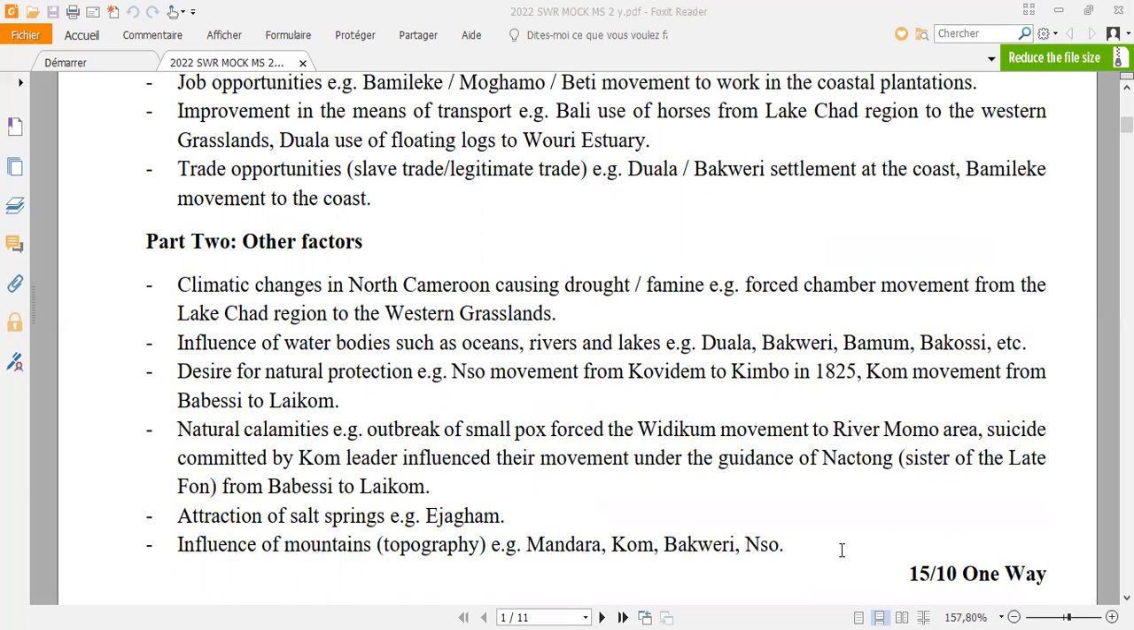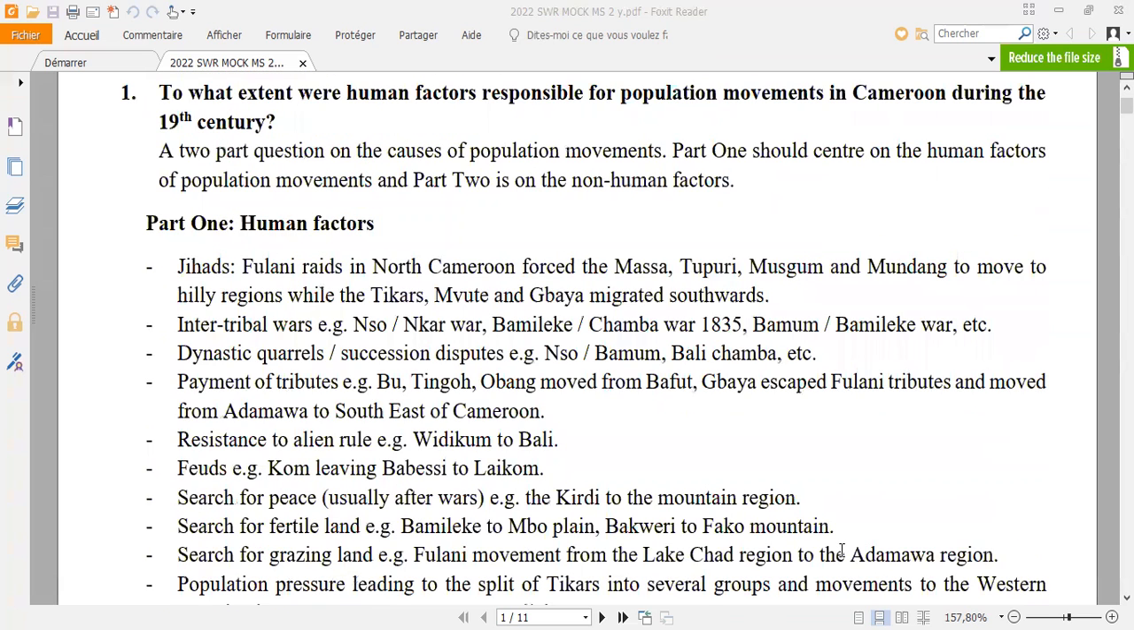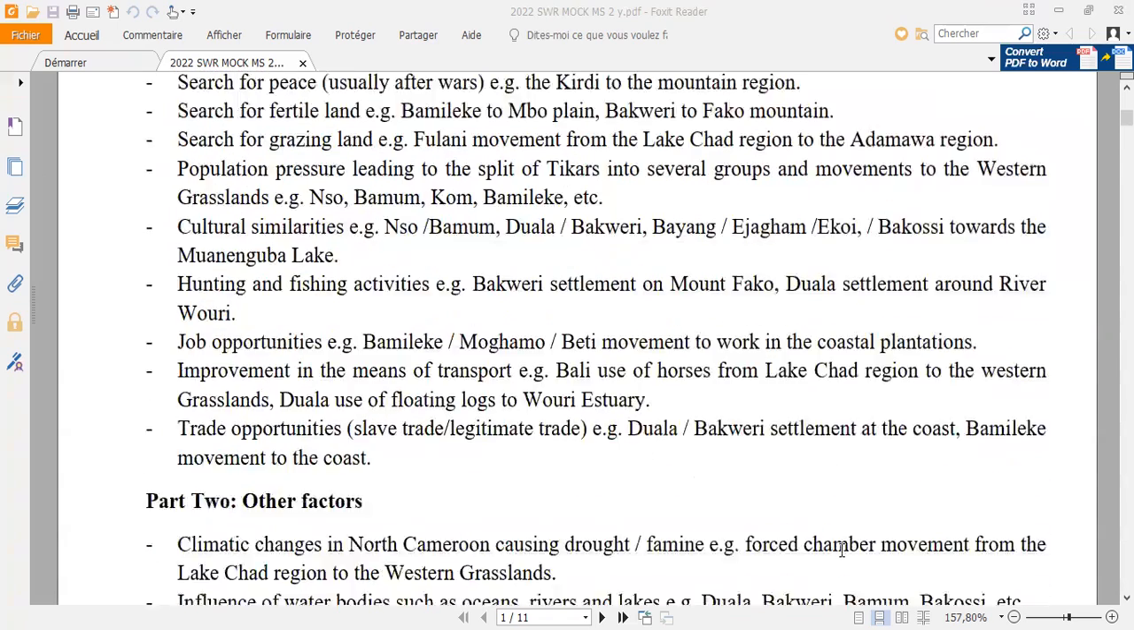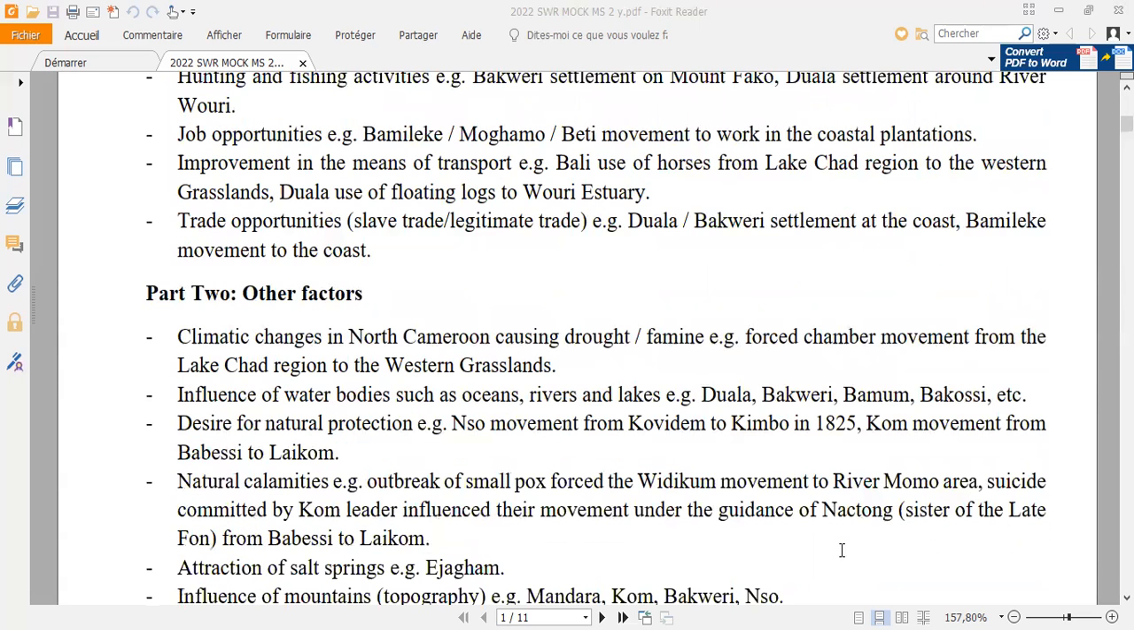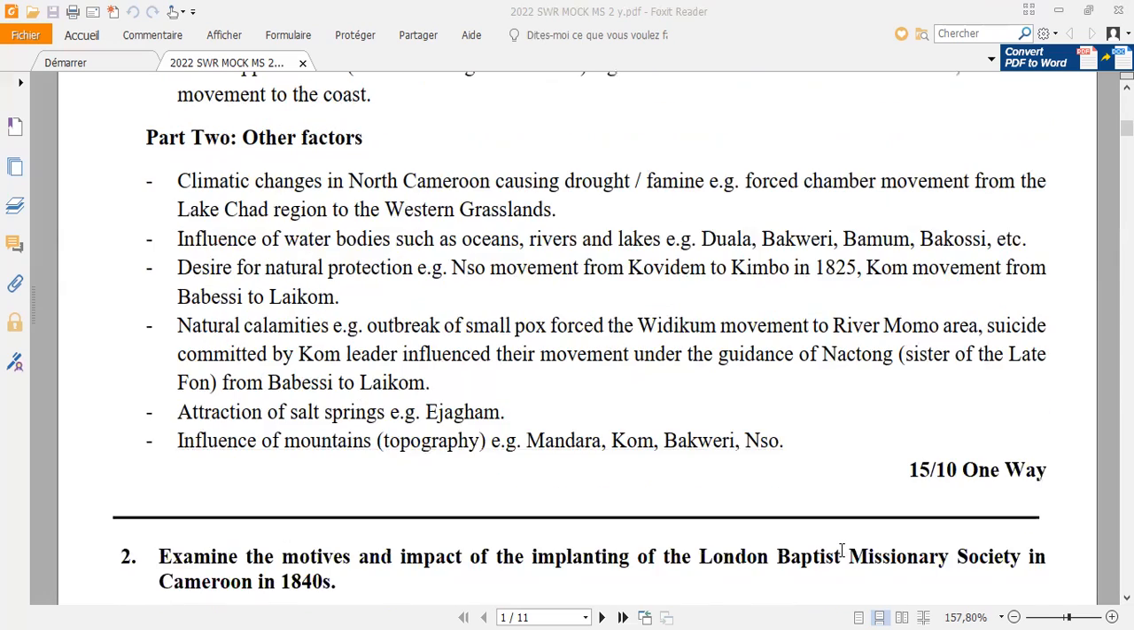So in the first part of this question, you have to discuss the human factors, that is, factors caused by people to move. And in the second part of this question, you have to discuss the non-human factors, that is, natural factors like geographical factors, those factors that were already present but influenced people to migrate.